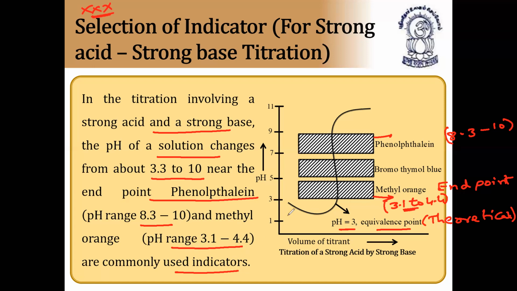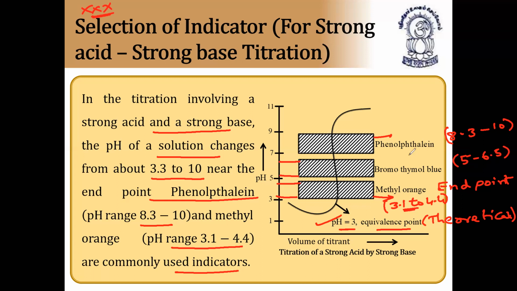So this is a graph where the pH values are increasing. The equivalence point is equal to 3 for titration of a strong acid and strong base. Methyl orange is the indicator that shows 3.1 to 4.4; you can see the range 3.1 to 4.4. And what is the range of bromothymol blue? It is in the range of 5.5 to 6.5, approximately. You can see the values clearly.